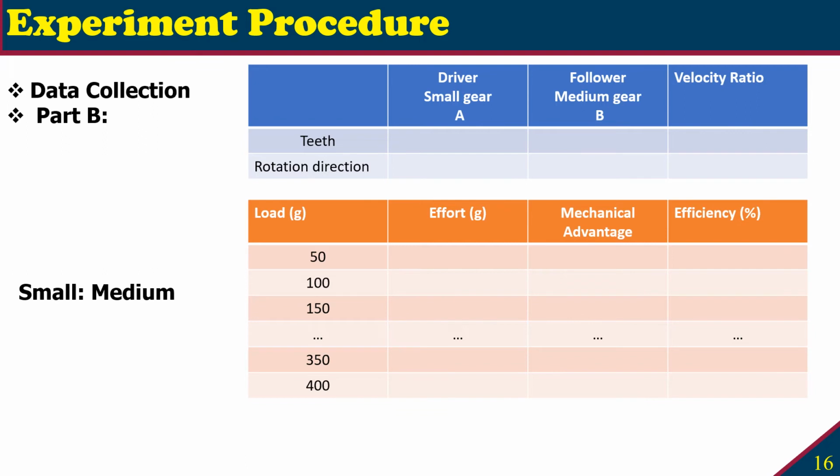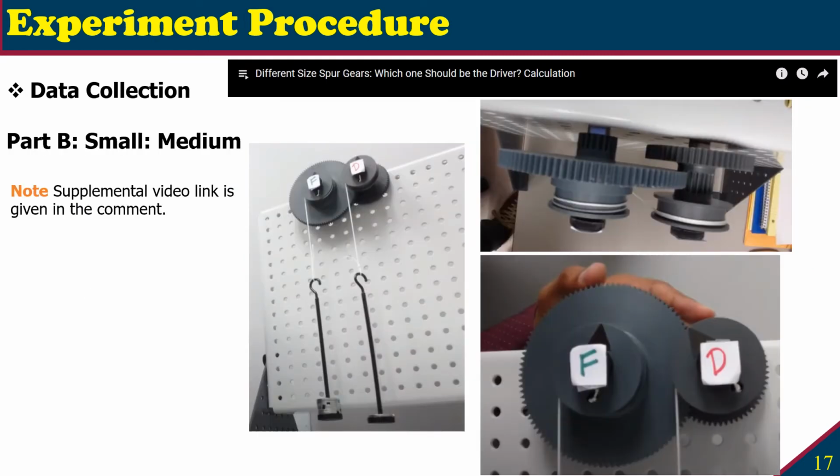So for part B, now the gear size will change. We'll do different size gear. One will be smaller, one will be a little bit bigger than that, medium size. But the data collections are the same: teeth, rotational direction, and how much effort it will require for a given number of load, and you have to calculate the mechanical advantage and efficiency.